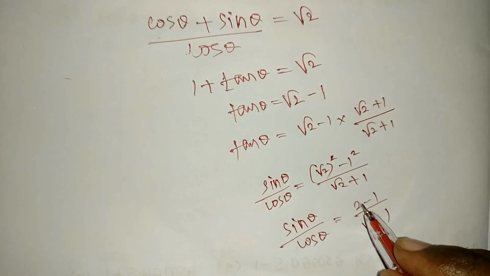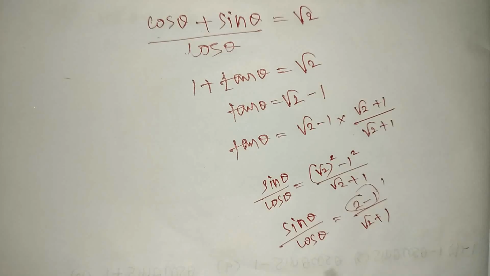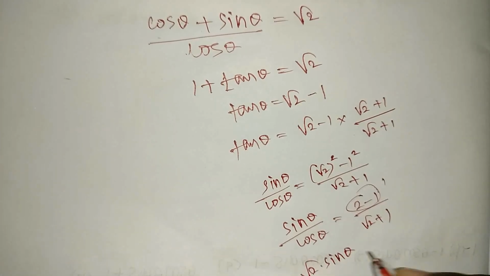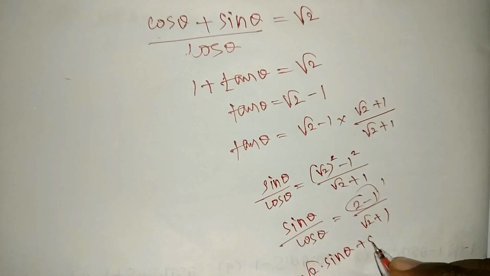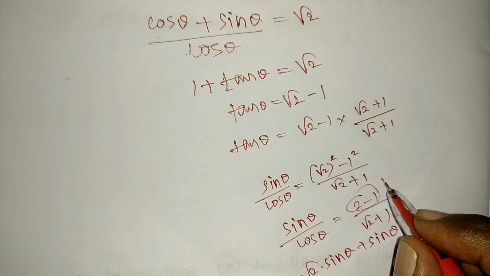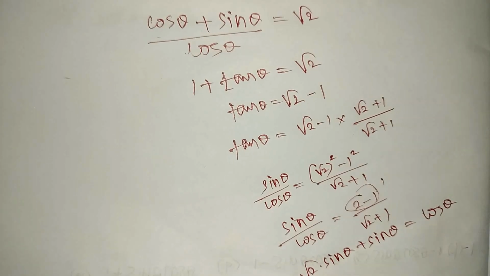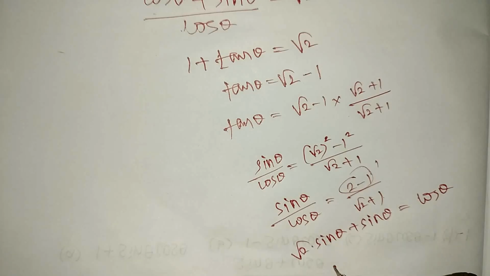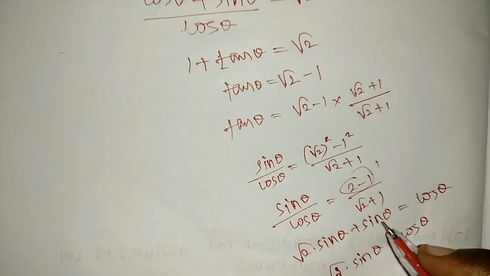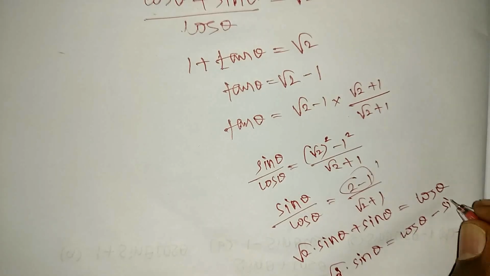Take cross multiplication. Here we have a 1. Now root 2 into root 2 sin theta plus 1 is there, so 1 into sin theta we have. Here 1, after subtraction, we have 1, so 1 into cos theta. Now see, the sin theta alone you can send to the opposite side. So what am I getting? Root 2 sin theta is equal to cos theta, and this plus sign goes to the opposite side, minus sin theta.